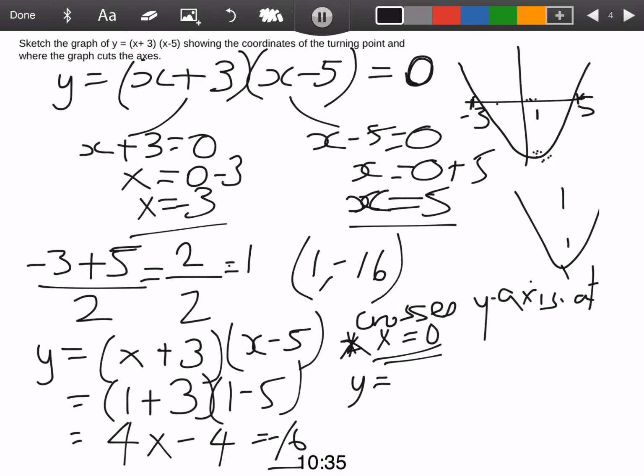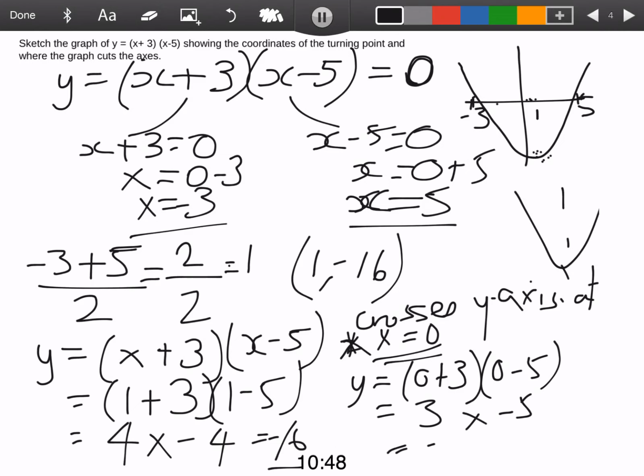Right, what we're doing, we're subbing in x is 0. Subbing it into what? Well, the y equals equation. What we've actually got here is 3. Remember these two brackets are multiplying. 3 times negative 5. So the y value is negative 15. So the actual coordinate is (0, -15), and that would be negative 15 there.